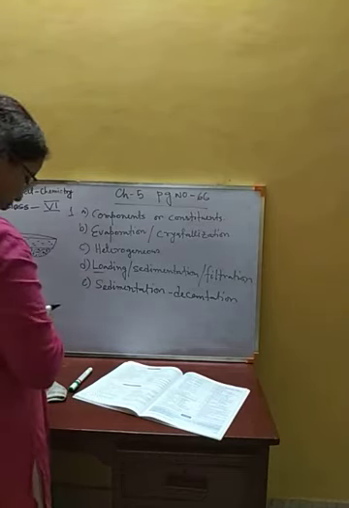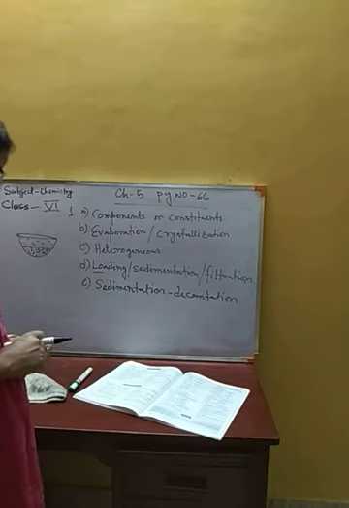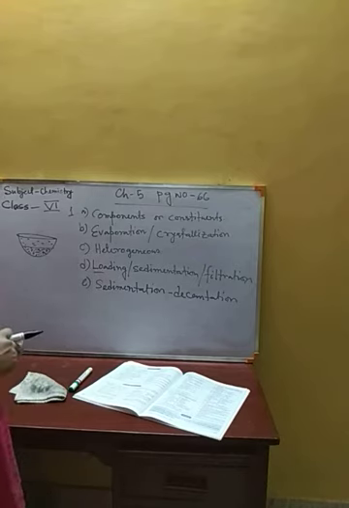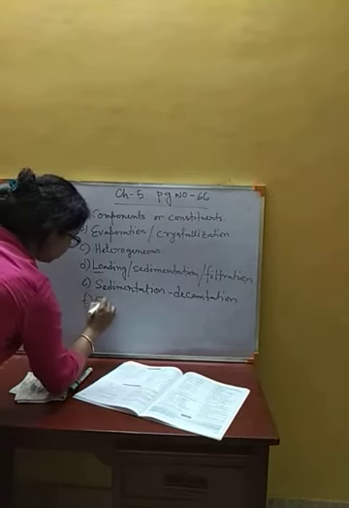Next, dash is a process to obtain a very pure form of a solid dissolved in a liquid. This question was there in the half yearly. Dash is a process to obtain a very pure form of a solid dissolved in a liquid. The answer will be crystallization.